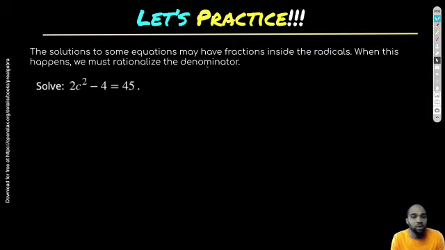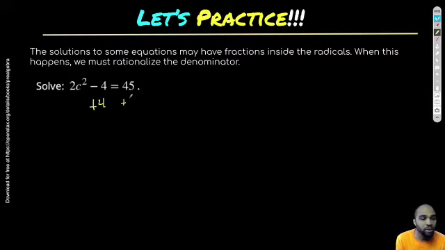All right, the solutions to some equations may have fractions inside the radicals. What do you do when you have a fraction underneath a radical? So when this happens, we have a fraction as a denominator. We have to rationalize the denominator. So let's see what I'm talking about here.